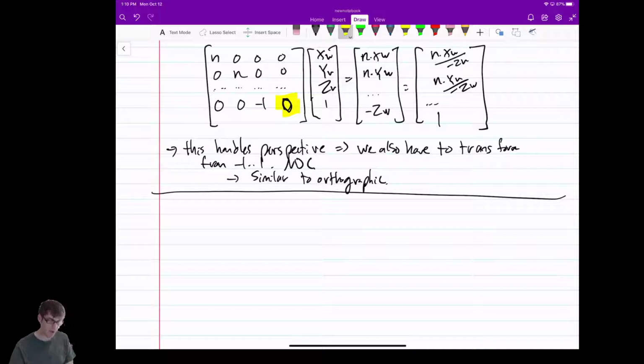Well, we'll stop here and we'll come back and we'll learn about how to set up that scaling part of our frustum calculation.